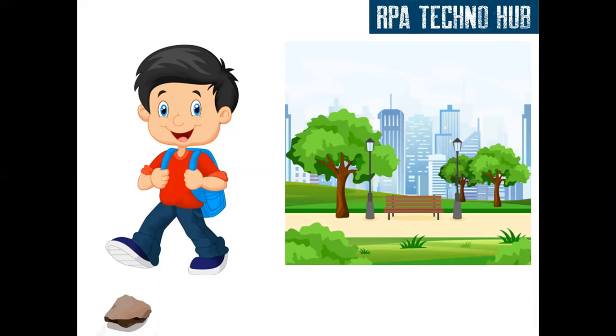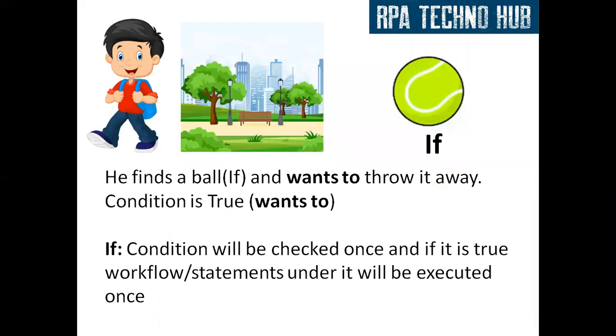Let's get started. There is a boy who goes to a park every day after his school hours, and he has the habit of throwing stones far away that he finds in the park. One day, he goes to the park and finds a ball, and out of excitement, he throws that ball far away. And he cannot play with that ball again because he has thrown it far away. If he wants to play with that ball, he will need to go find that ball.